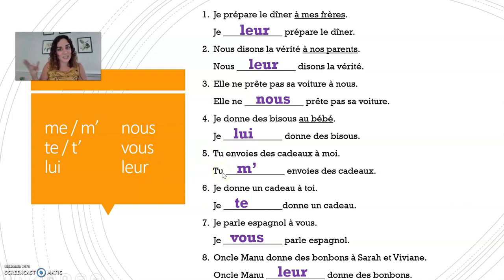Hopefully this helped a little bit clear up how indirect object pronouns work and what they are in French. Ciao.